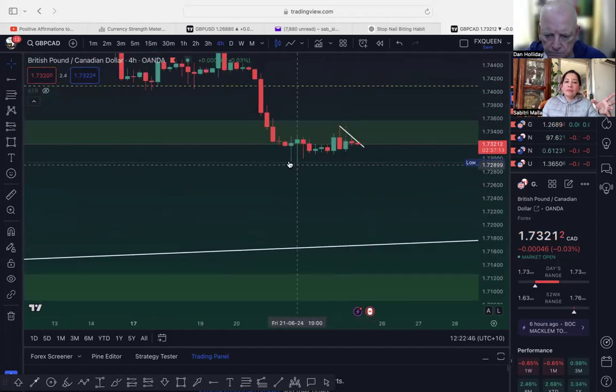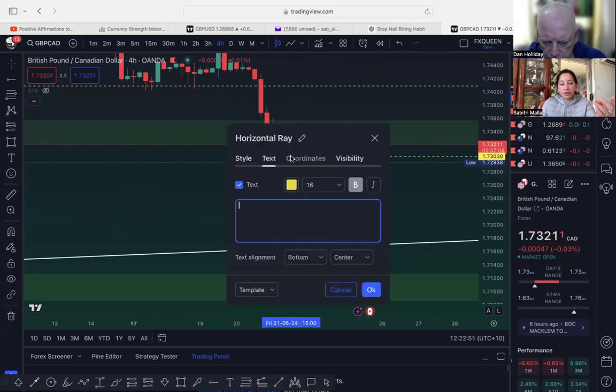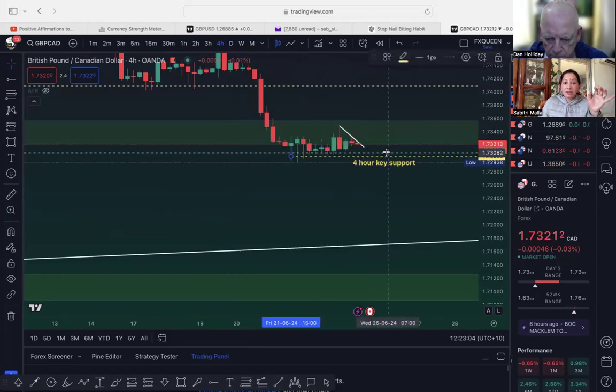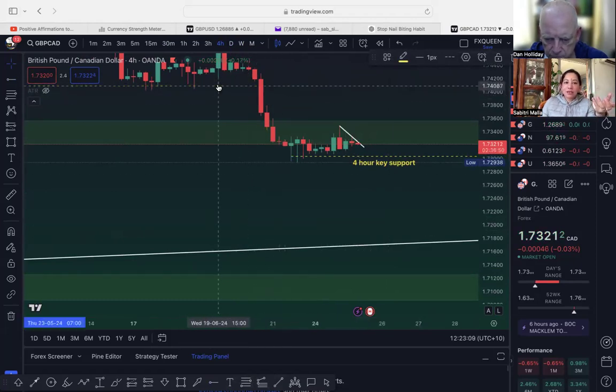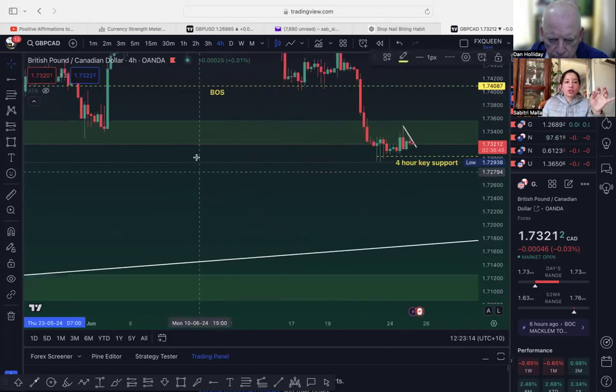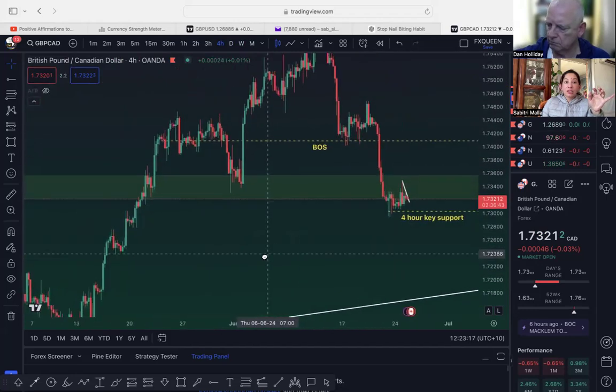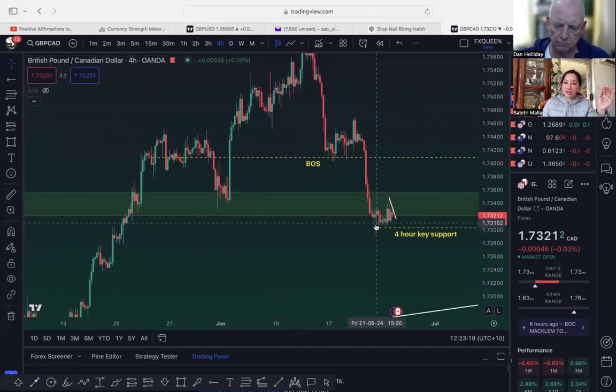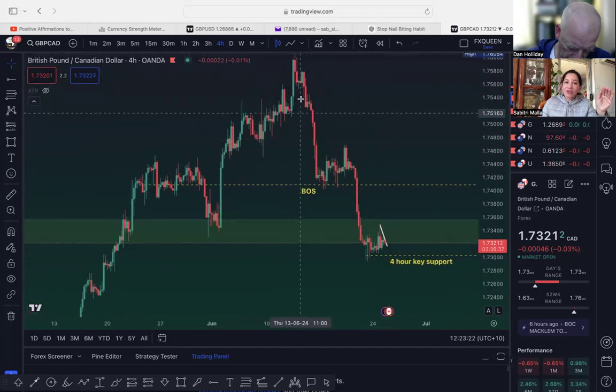All right, so we are making some kind of resistance here. I'll quickly draw this line and you write it down: it's a 4-hour key level, which means a support level. If it breaks this level, we are going to sell. Write it down, it will help you. And this one you can write down as break of structure. We definitely broke the structure here. Right now we broke the structure, so the buying pressure has gone to selling pressure.